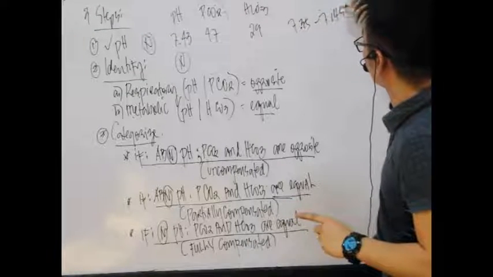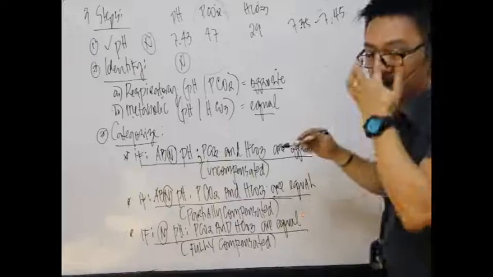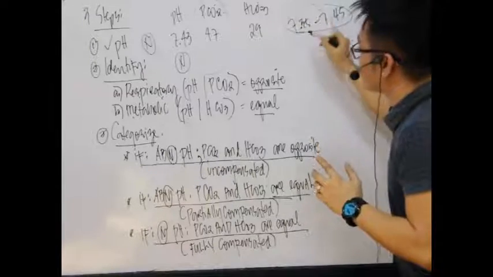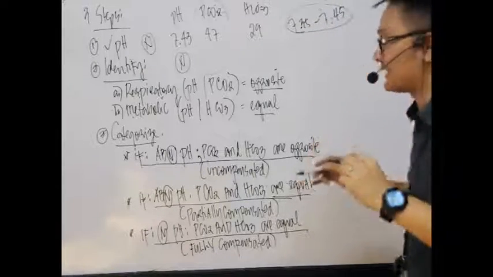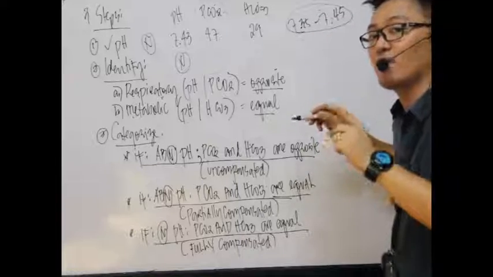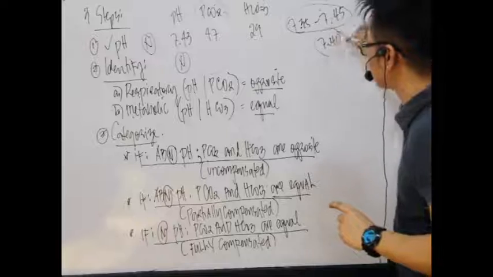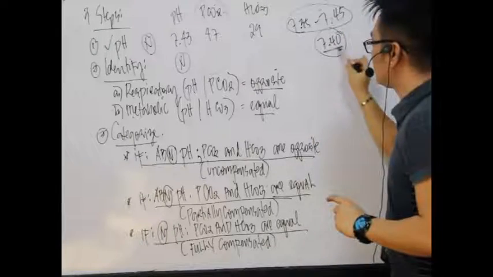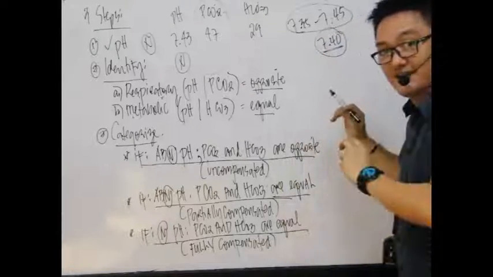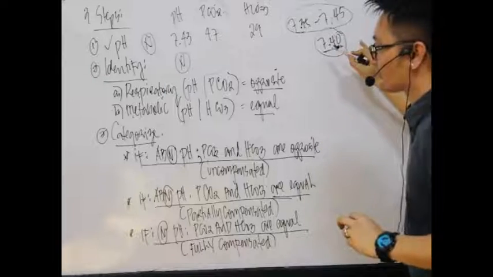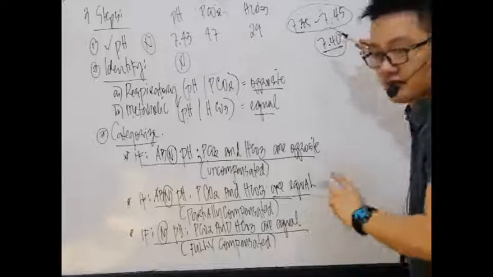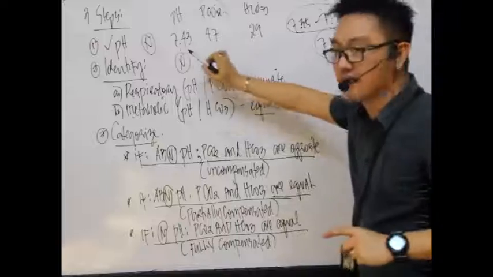7.35 to 7.45. This is normal pH, right? Now, we know that this is the normal pH, but remember there is a technique. The mean between 7.35 and 7.45 is 7.40. So this will be your guide. Okay? Now, is 7.40 now your guide? Yes, it is. Going back to the result.